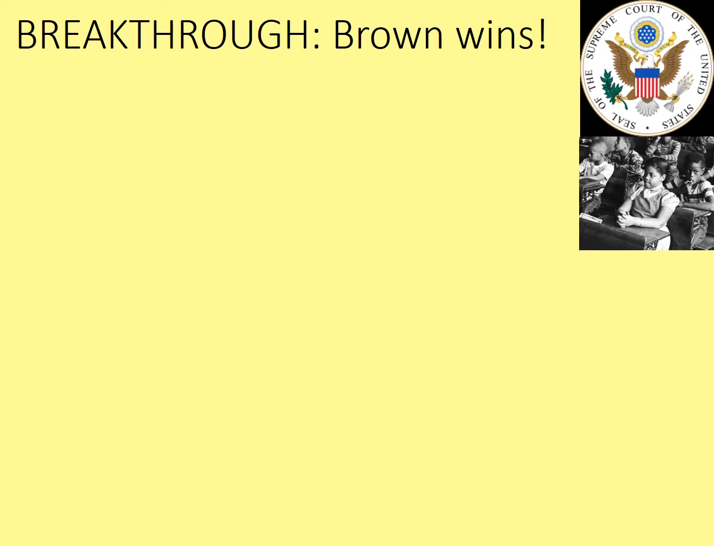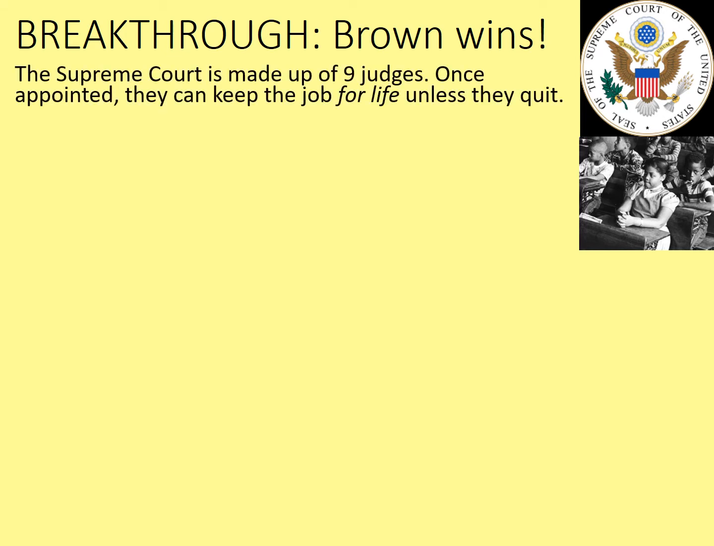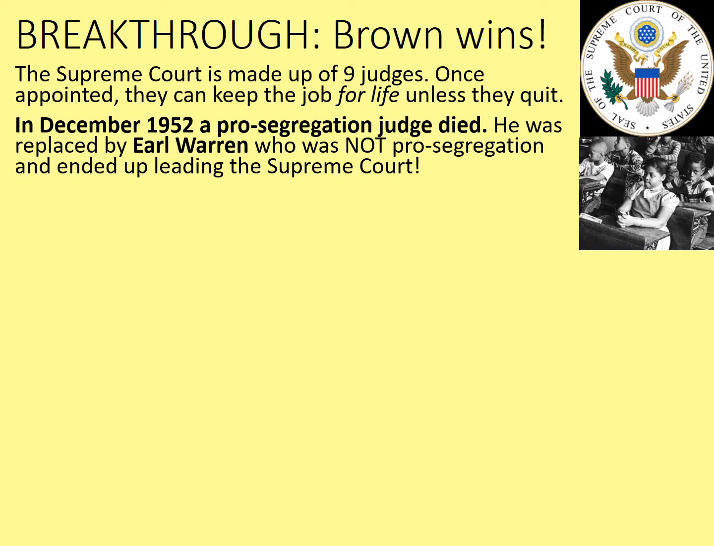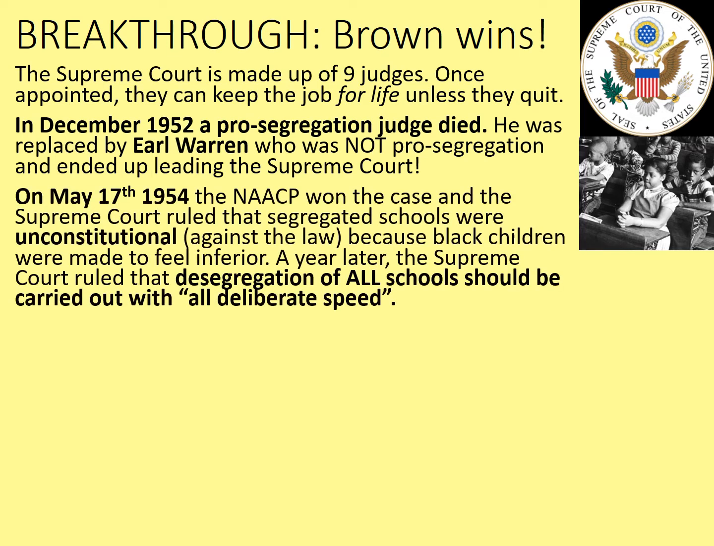Here's the breakthrough then. In the Brown case, the NAACP won. The Supreme Court is made up of 9 judges. Once they are appointed, they can keep their job for life unless they quit or unless they are forced to step down. In December 1952, a pro-segregation judge died. He was replaced by Earl Warren, who was not pro-segregation, and he ended up leading the Supreme Court.